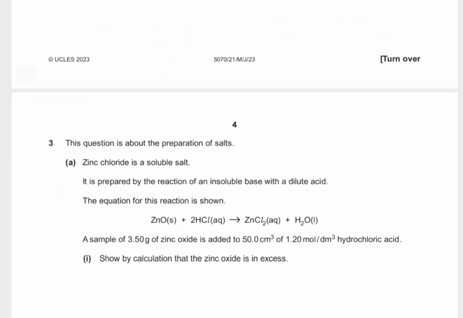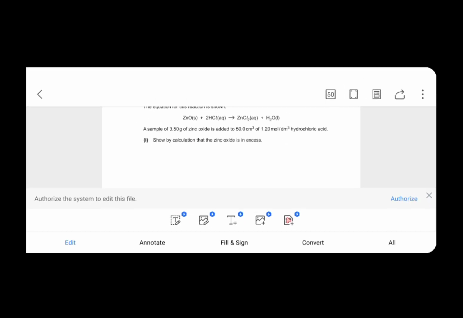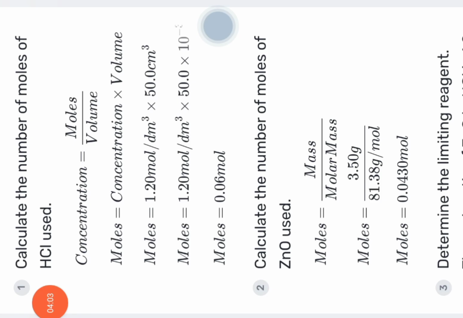Then question number 3, the question is about the preparation of salt. Zinc chloride is your salt, and zinc chloride is a soluble salt. It is prepared by the reaction of an insoluble base with a dilute acid. That equation is given to you, zinc oxide, hydrochloric acid, and it gives you zinc chloride and water. We have a question example of 3 grams of zinc oxide is added to 50 centimeter cube of 1 mole per decimeter cube of hydrochloric acid. We have to show the calculations that zinc oxide is in excess, and here we have the calculations.